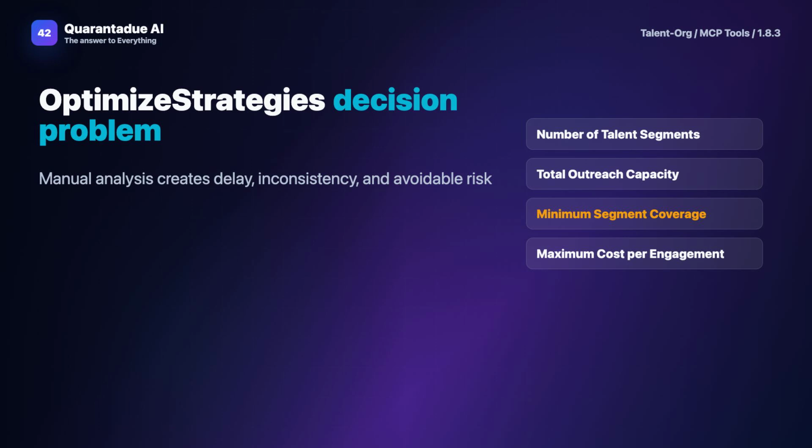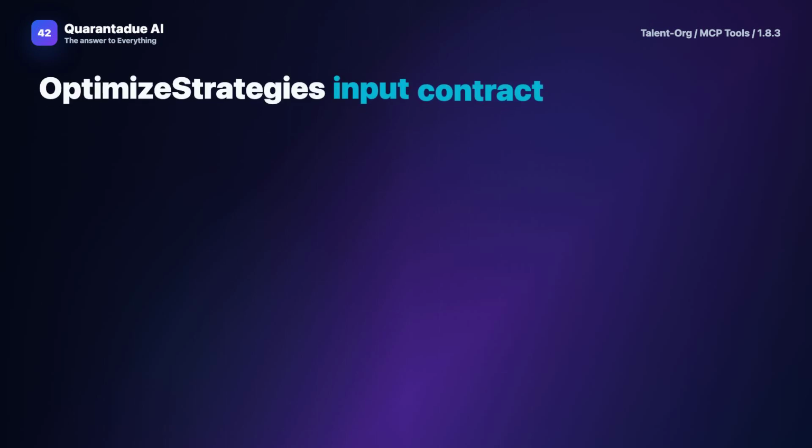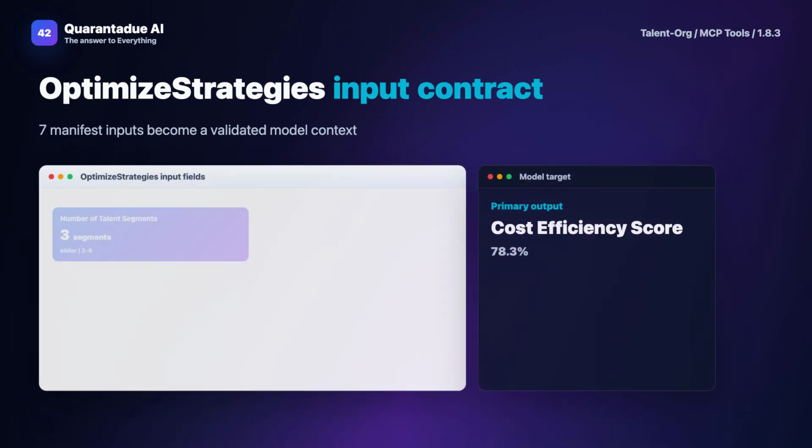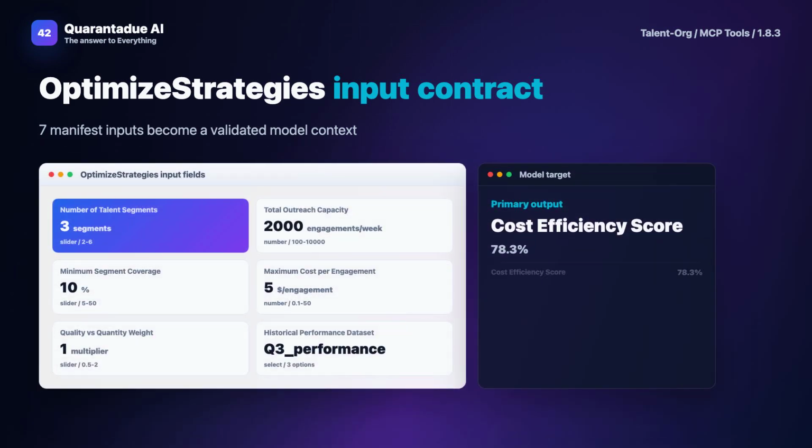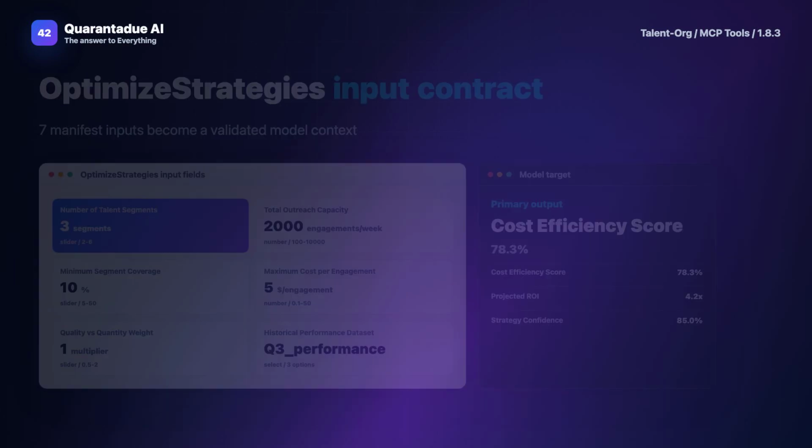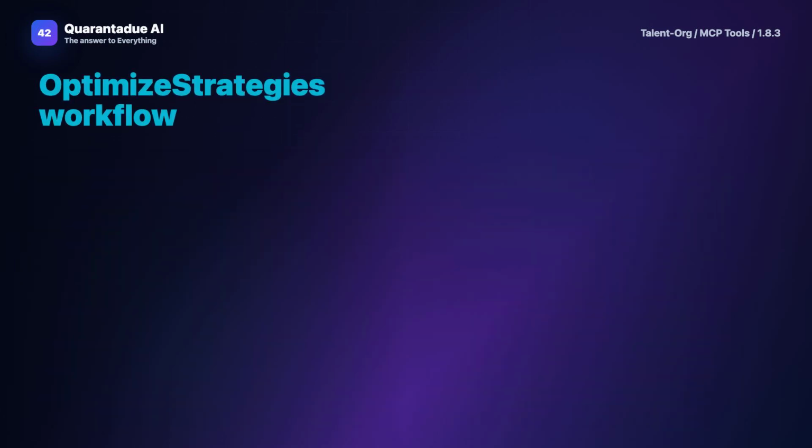Optimized Strategies starts with a defined input contract. Typical inputs include number of talent segments, total outreach capacity, minimum segment coverage, maximum cost per engagement, and quality versus quantity weight. Keeping these fields explicit reduces ambiguity and makes every run easier to audit.